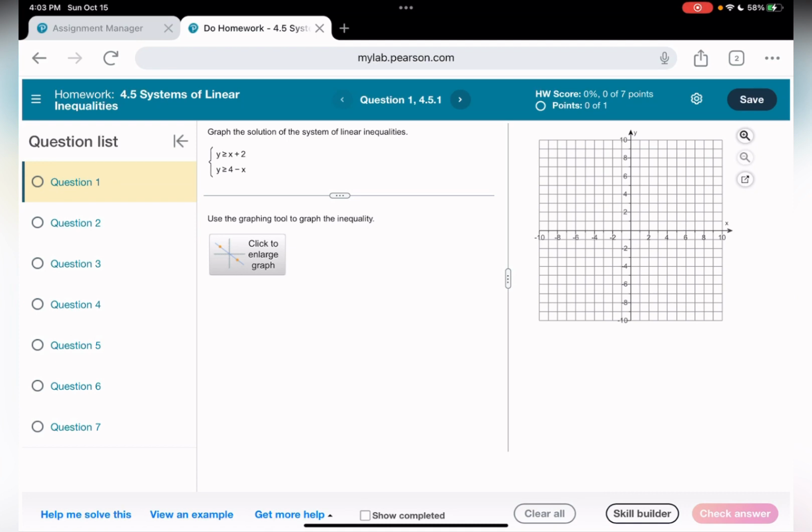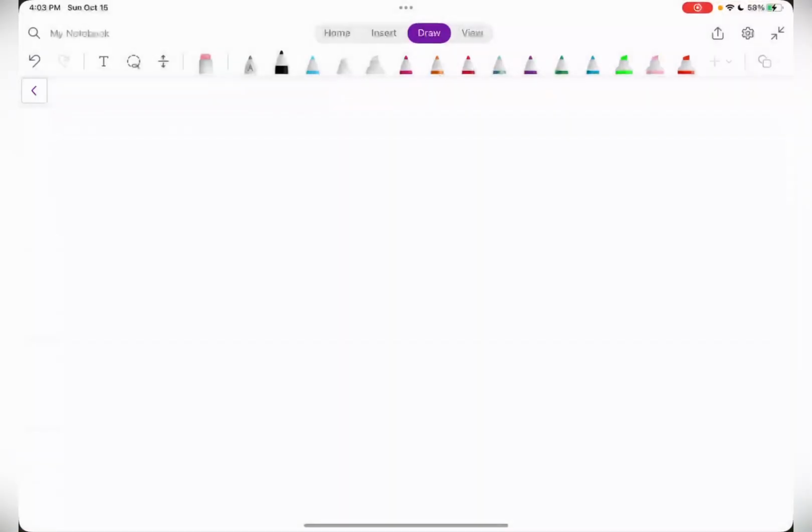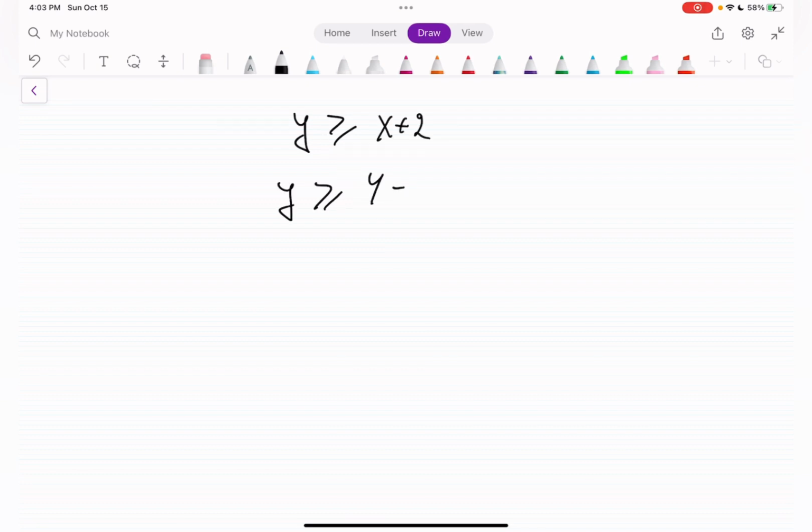Okay, we are going to work on 4.5, and it's about systems of linear inequalities via graphing. We're going to solve systems of linear inequalities using graphs. So what do we have? y is greater than or equal to x plus 2 and y is greater than or equal to 4 minus x. Let's solve it. First of all, I'm going to explain how we're going to solve it, and then go back and graph it.